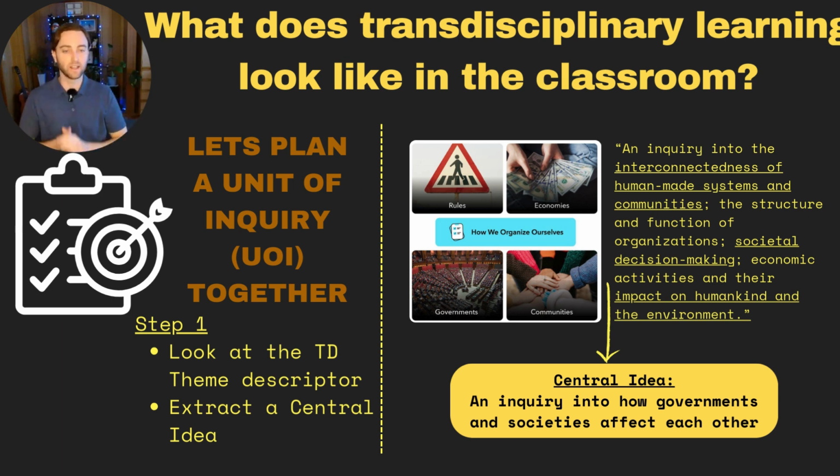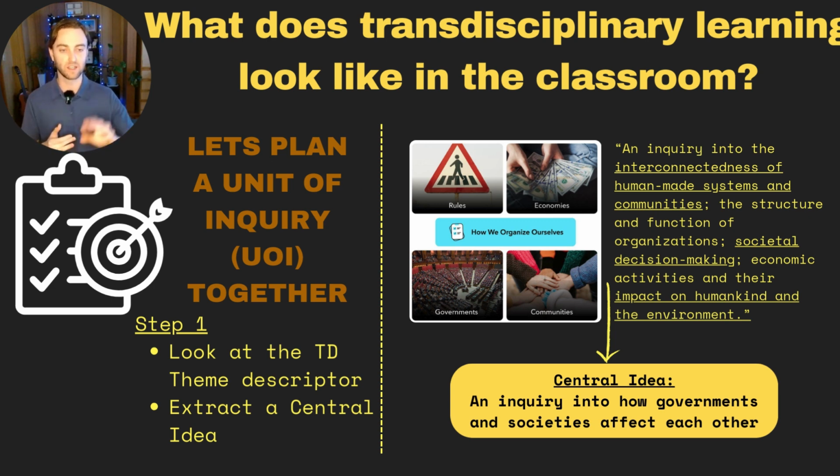So here is the descriptor for how we organize ourselves, and you can see that we've underlined some sections there. The first one being the interconnectedness of human-made systems and communities, societal decision-making, as well as the impact on humankind and the environment. And these three things, they come together to create our central idea, which guides our inquiry. And the central idea that we've come up with here is, in this How We Organize Ourselves unit, we will be inquiring into how governments and societies affect each other.